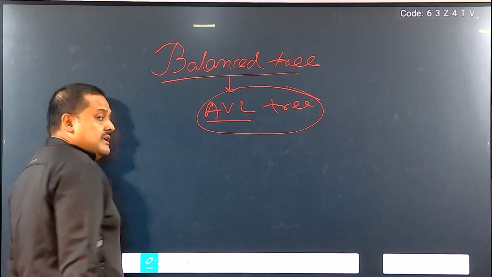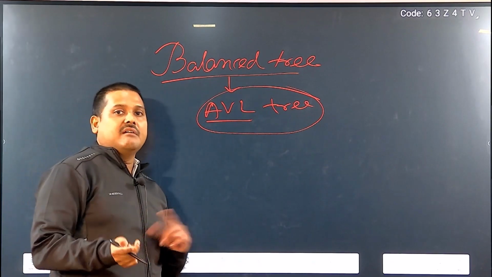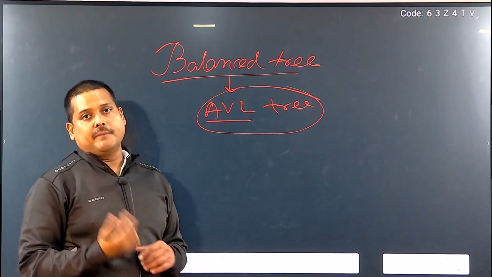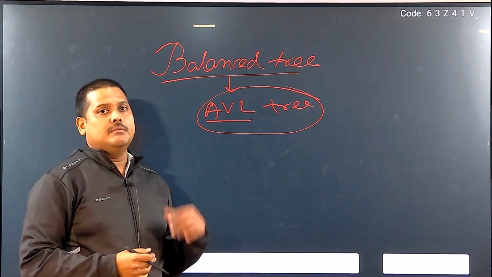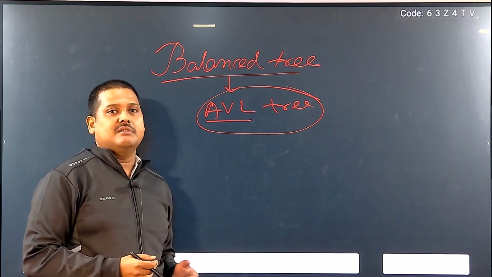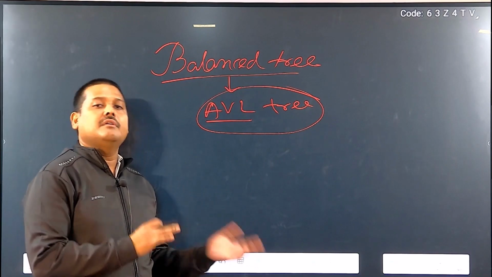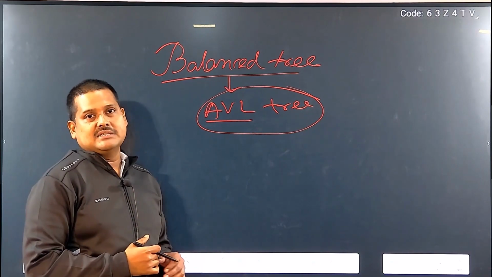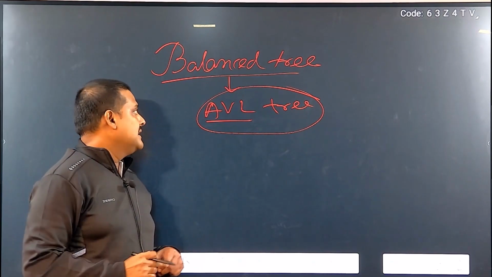In the next lecture, we will discuss the different traversals of binary tree and different properties of binary search tree, like pre-order, post-order and in-order traversals, and what the applications of these are. Then we will go for the implementation part, and then we will go for the balanced tree.